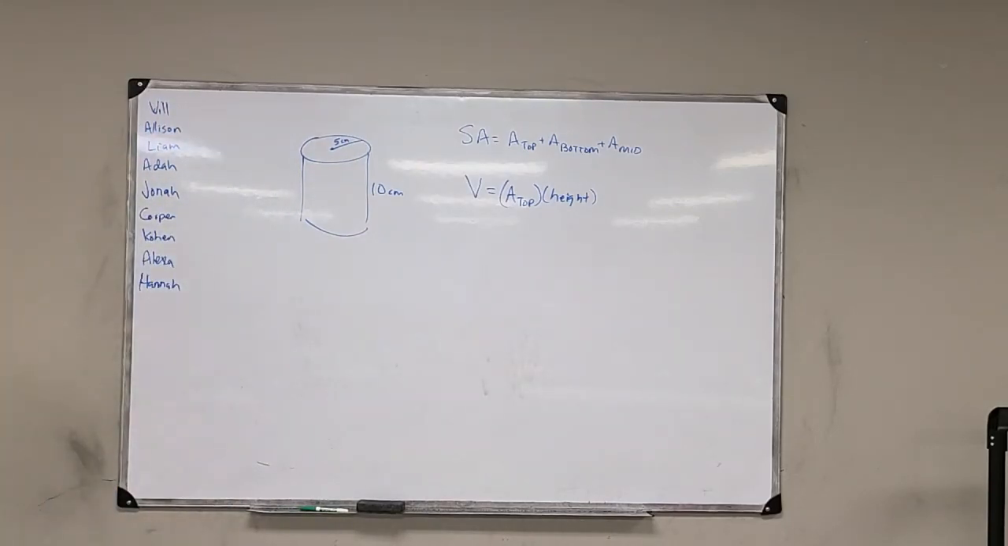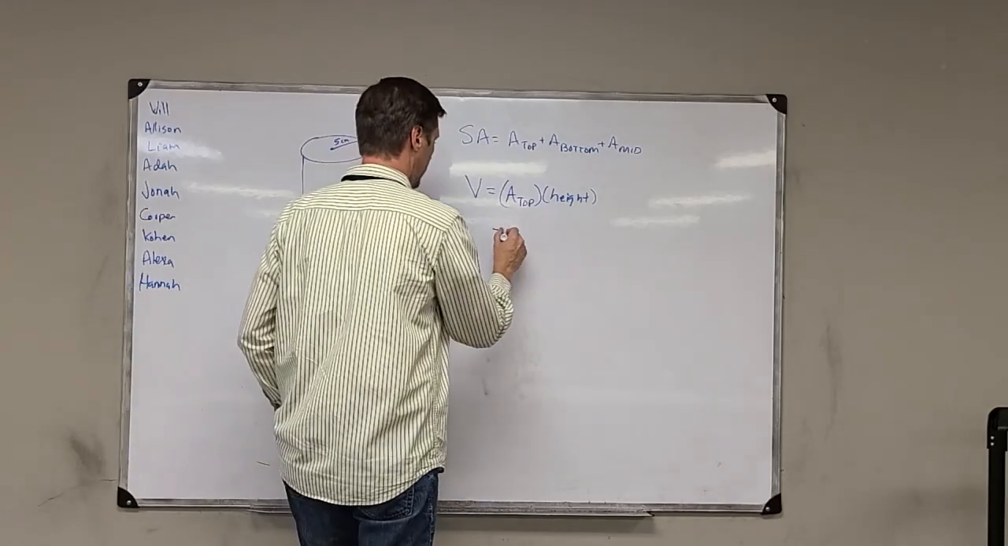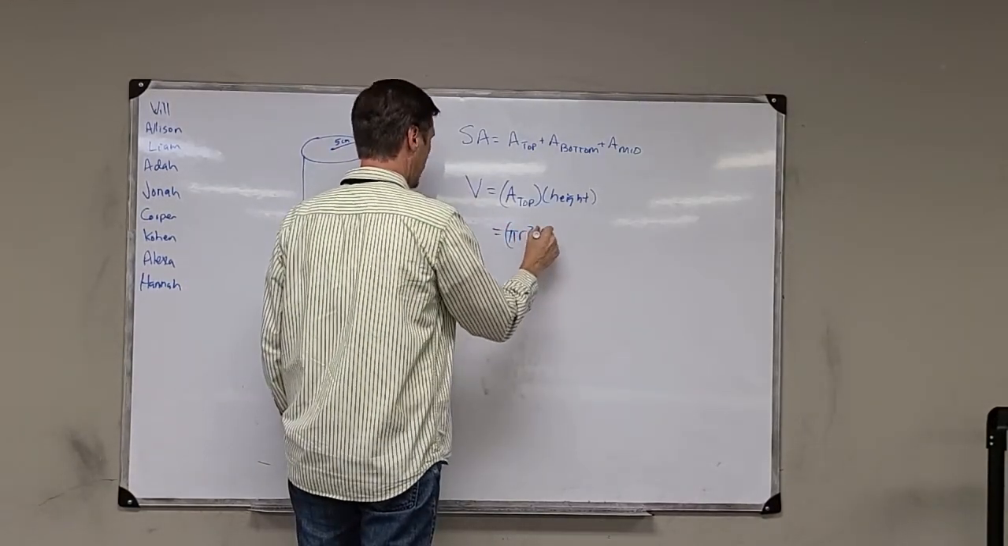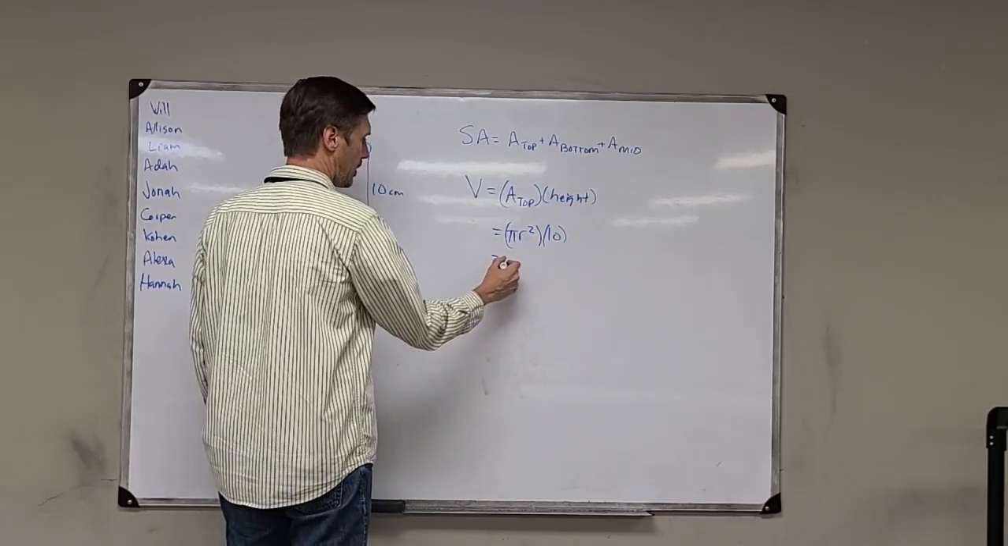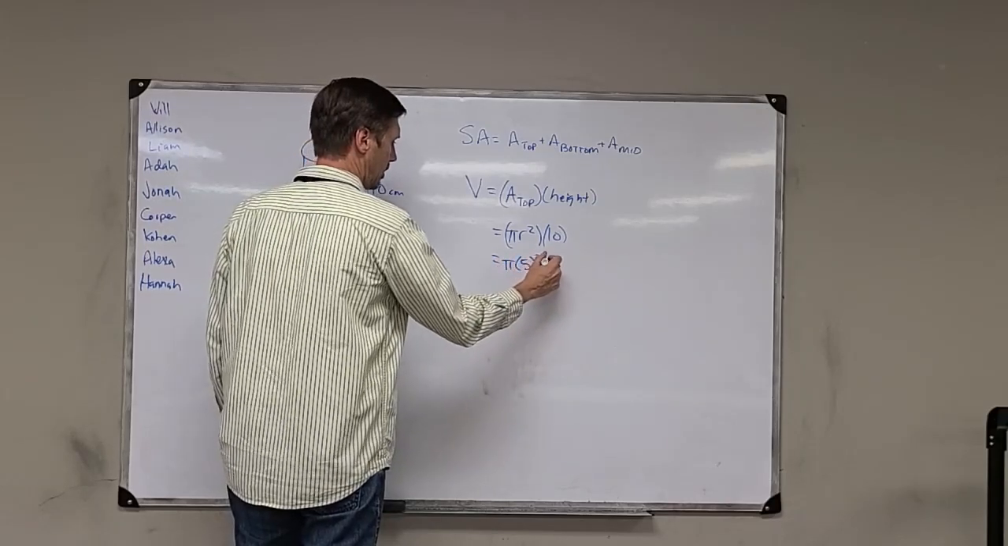Super easy. So for this particular figure, the area of the top is a circle, so it's going to be pi r squared, right? Times our height, that is 10. And so we're going to plug in our 5. It's going to be pi times 5 squared times 10.